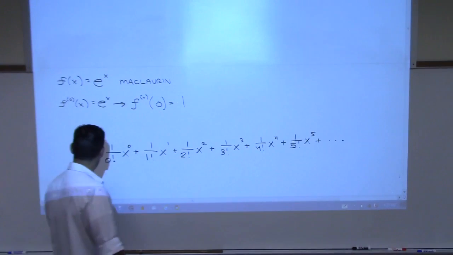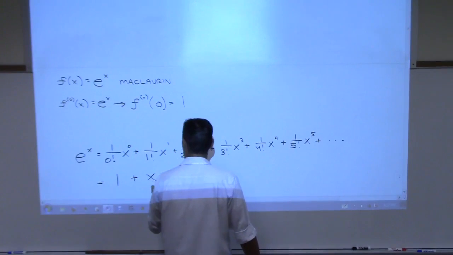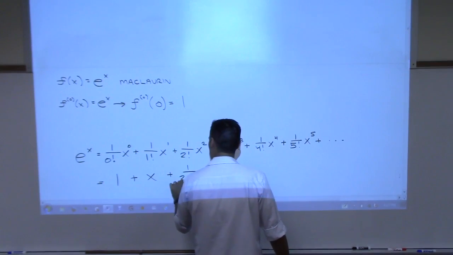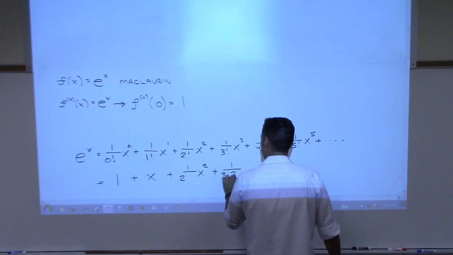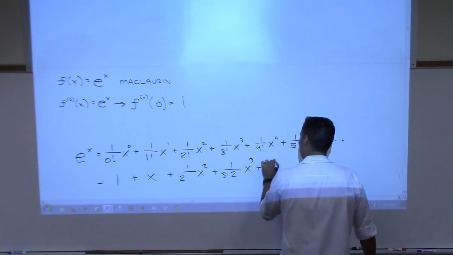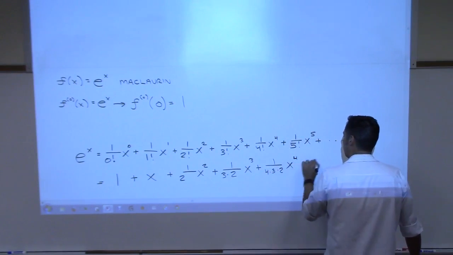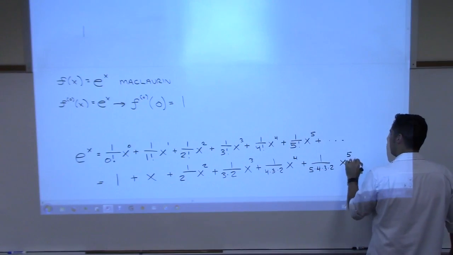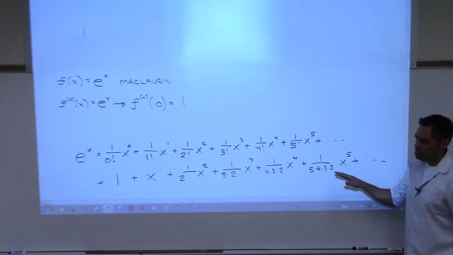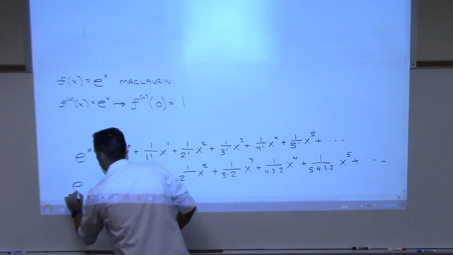I'll do one more little thing here. This is 1 plus x plus 1 over 2 x squared plus 1 over 3 times 2 x cubed plus 1 over 4 times 3 times 2 x to the 4th plus 1 over 5 times 4 times 3 times 2 x to the 5th plus dot, dot, dot. I think I may have shown you this earlier in the semester. But check this out.